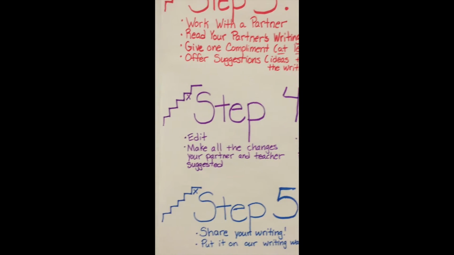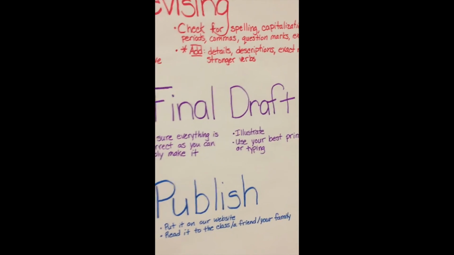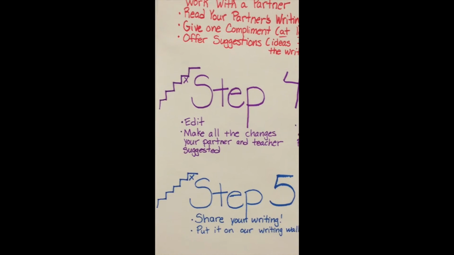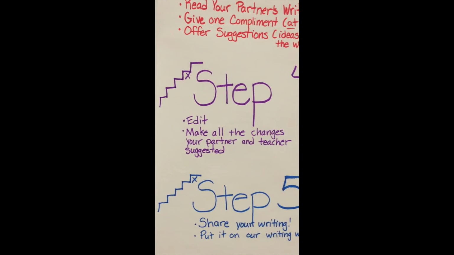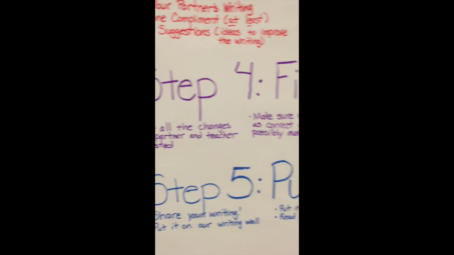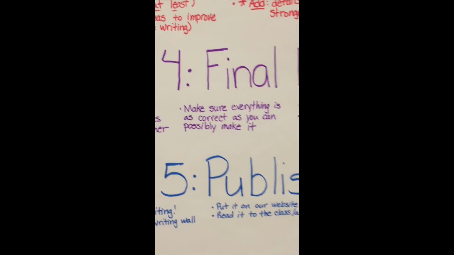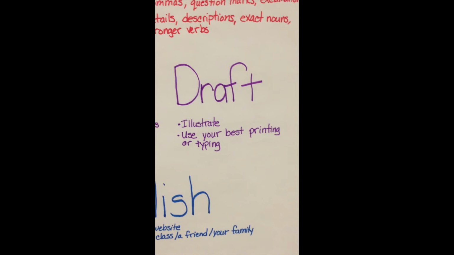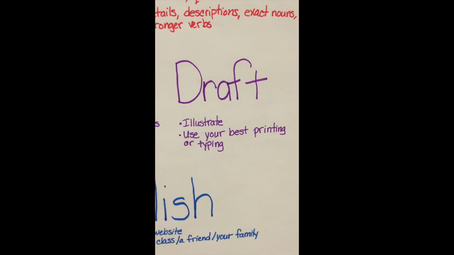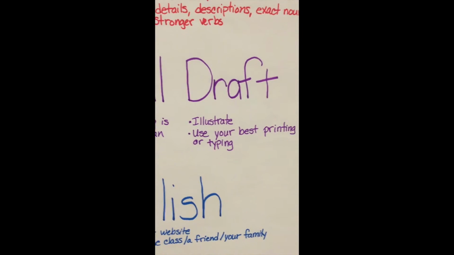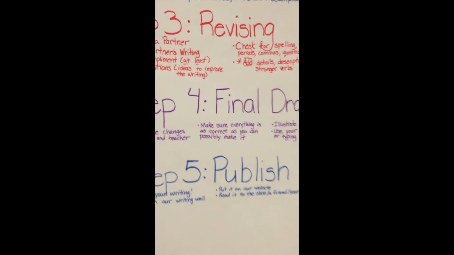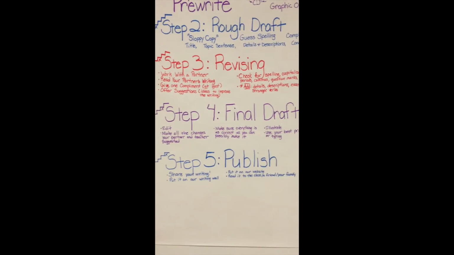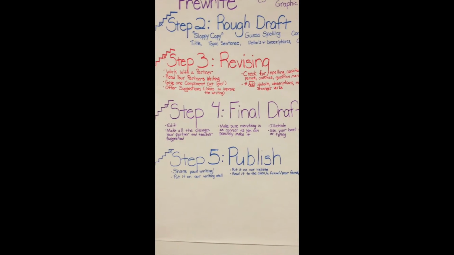So that brings us to step 4, which is our final draft. For your final draft, you're going to make a few last-minute edits. You're going to then make sure you put in all the changes your partner and your teacher suggested. You want to make sure everything's as correct as you can possibly make it. You may want to illustrate, and for sure use your best printing or typing if we're going to be typing it. This is not the time that you want to make a lot of changes to the content of what you've written, just to the way it looks and making it as correct as you can.